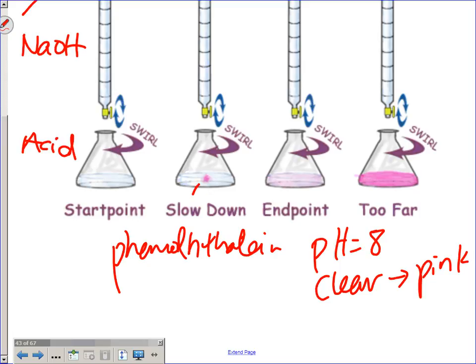So what pH would you assume that we're getting close to right here, because we're adding base, right? So we're starting out acidic, let's say pH of 2. We're adding base, we're adding base, we're adding base. So what's happening to our pH? It's increasing, it's getting more basic, okay?